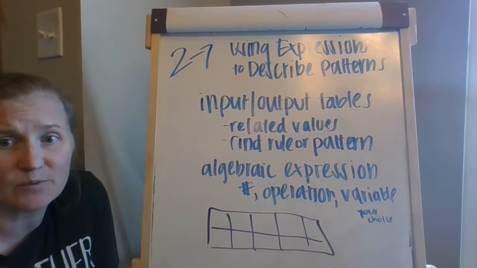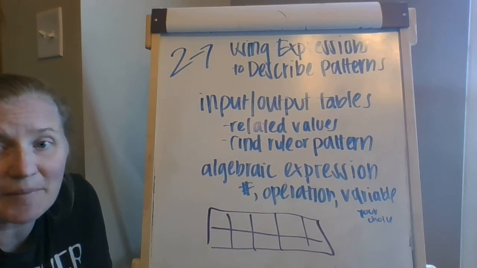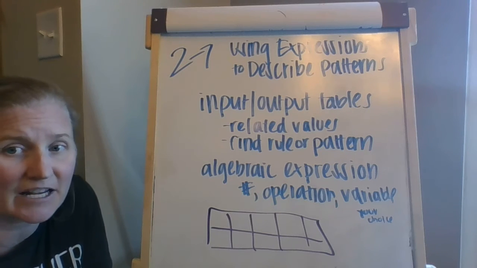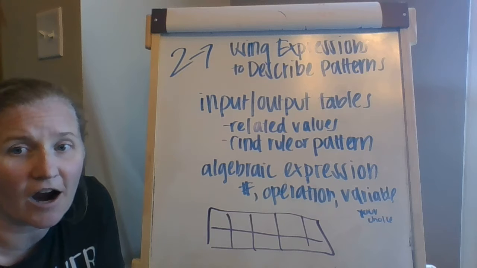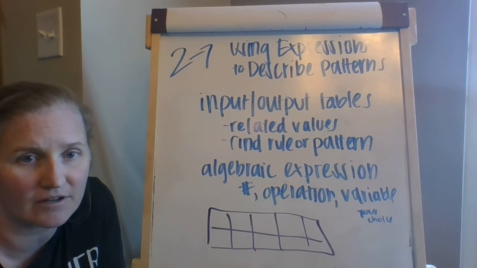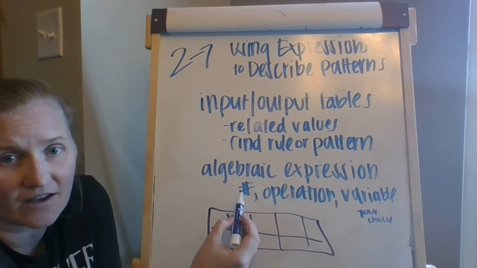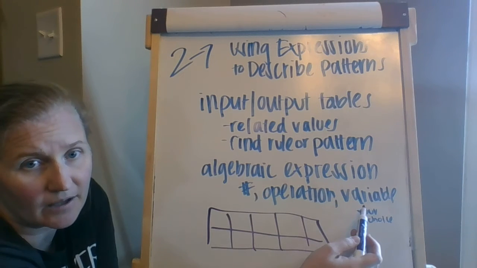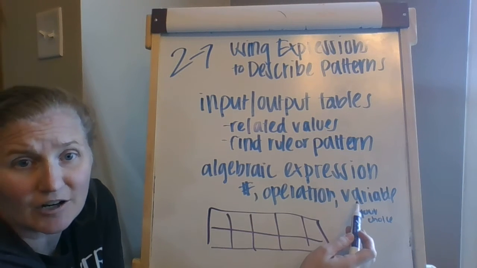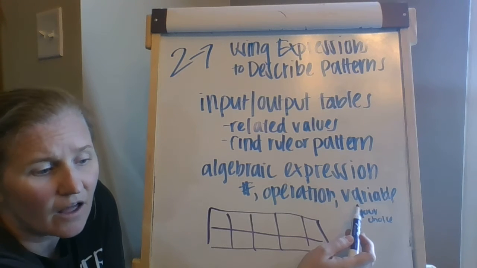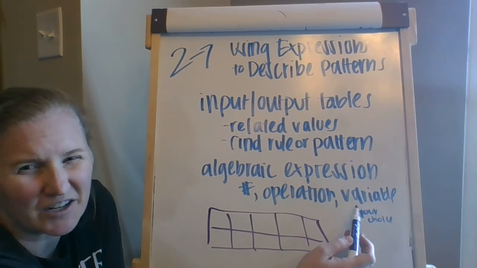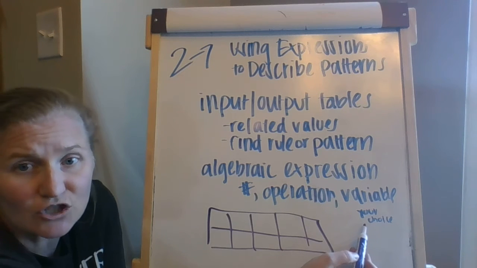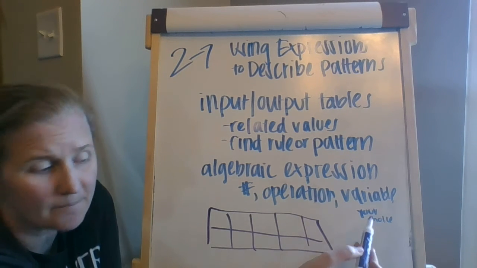But what we need to do is find that rule or find that pattern, and then take that and turn it into an algebraic expression. Now, remember, our expressions always have to have three things. They always have to have a number, an operation, and a variable. For these, you will be writing your own algebraic expressions. The last ones I told you what you're going to use, if you're going to use X or F, whatever it may be. For these ones, you can choose the variable that you're going to be using.